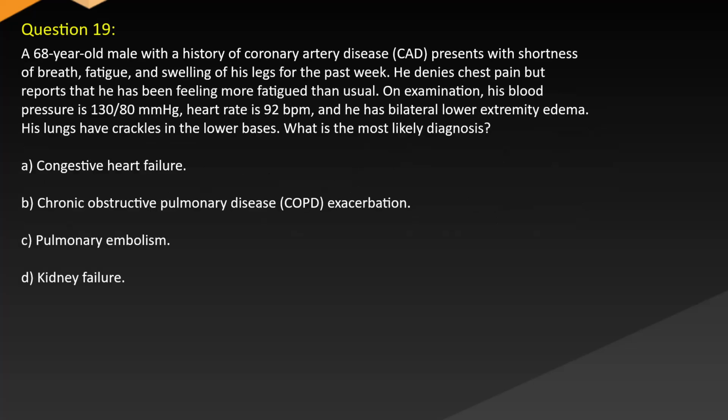Question 19. A 68-year-old male with a history of coronary artery disease, CAD, presents with shortness of breath, fatigue, and swelling of his legs for the past week. He denies chest pain but reports that he has been feeling more fatigued than usual. On examination, his blood pressure is 138 mmHg, heart rate is 92 bpm, and he has bilateral lower extremity edema. His lungs have crackles in the lower bases. What is the most likely diagnosis?